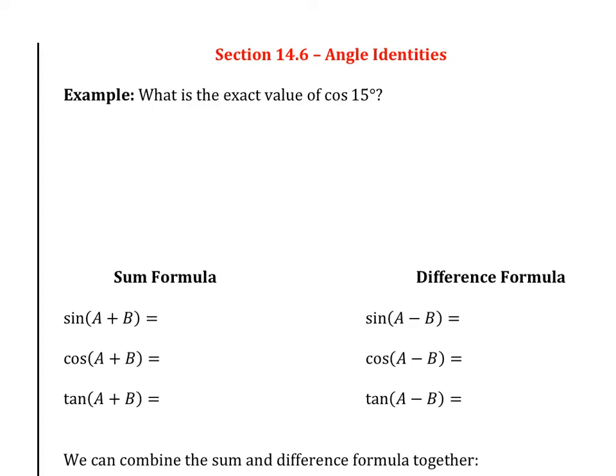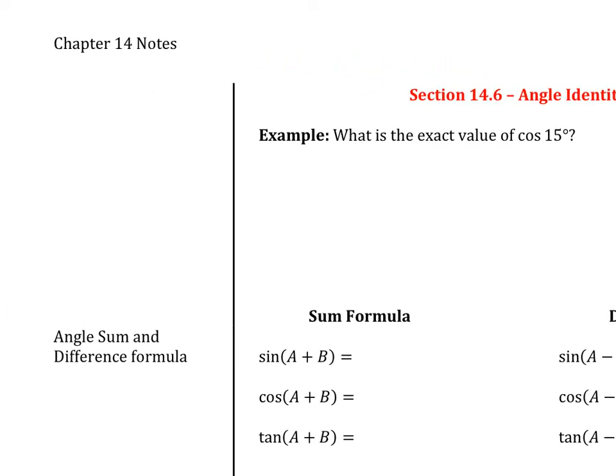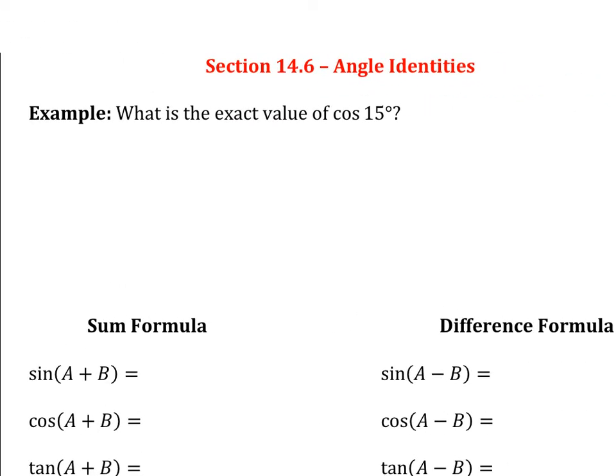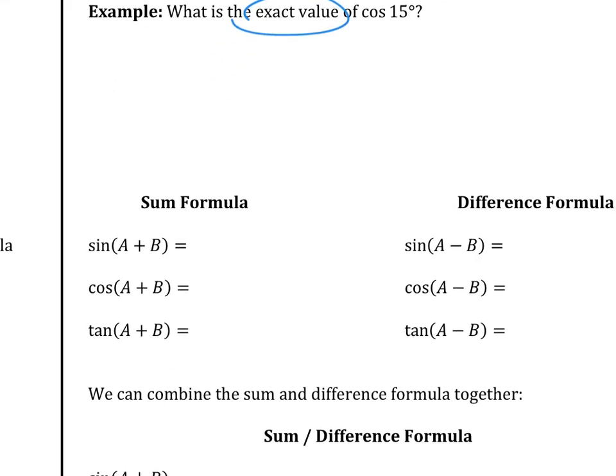All right, let's look at this section, angle identities. So this question says, what is the exact value of cosine 15? Well, when it says exact value, that means don't use your calculator, try to calculate it by something. So there's nothing that we know at this time to calculate cosine 15, because cosine 15 degrees is not in the unit circle. So what are we going to do? Well, we are going to use some formula or sum and difference formula.